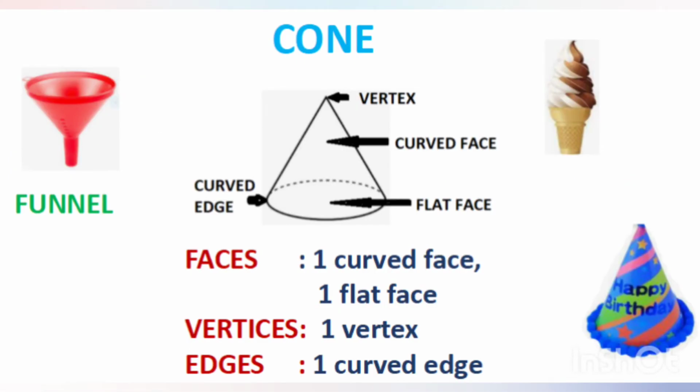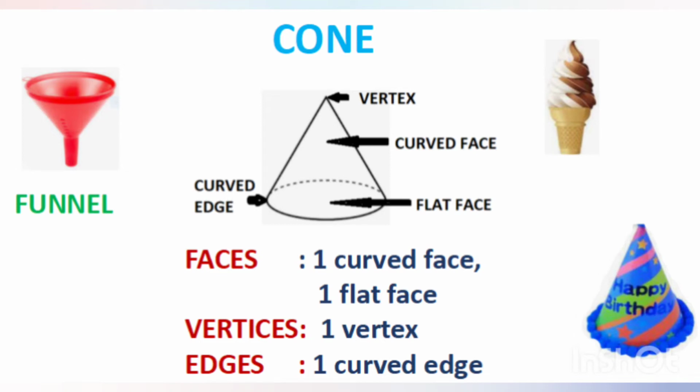Now a few conical objects you can see over here. Funnel is shown. Ice cream cone is there. Birthday cap also you can see. Now let's think of the faces, vertices and edges of a cone. In the central figure you can see the vertex. Okay, vertex, as I said, gives the idea of a point, right? So how many vertices does it have?